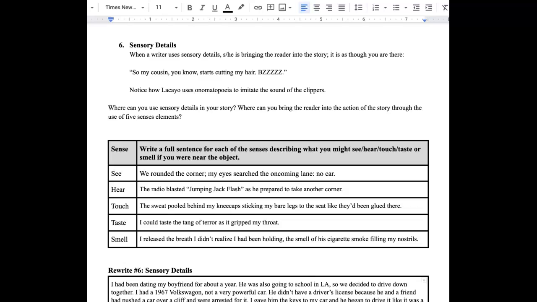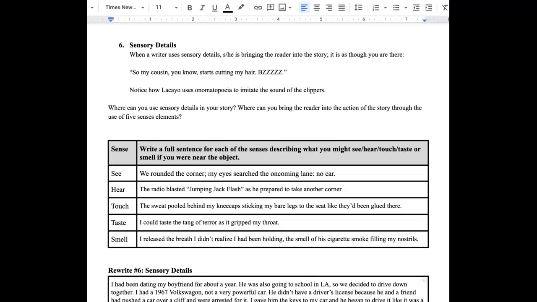Our example from the bad haircut uses a lot of sensory details, but the one I picked out for our example is when he's actually getting his haircut. "My cousin starts cutting my hair. Bzzz." He also uses onomatopoeia here, but here is an example of the sense of sound being used to really good effect, bringing us into the story.